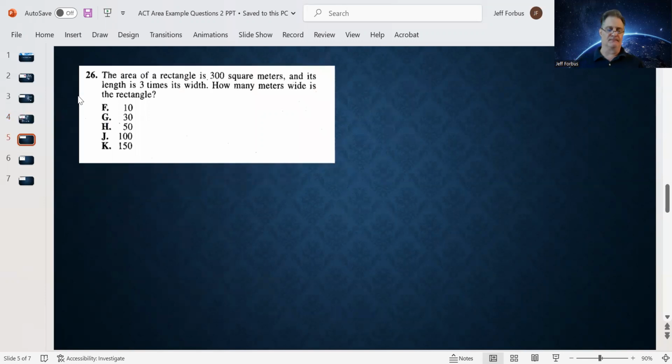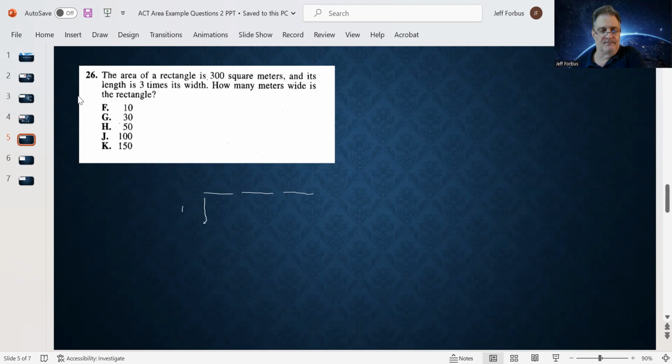Now this next one, the area of a rectangle is 300 square meters. So they give us the total, and its length is 3 times its width. All right, so let's just make a sketch. Let's do it down here. So its width is that long. Its length is 3 times this. So I'm gonna make a drawing, try to keep it about that long. So those are pretty close to being equivalent. So the length is 3 times its width.